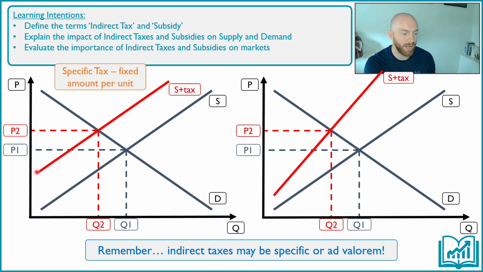So you've got this parallel curve here. Okay, parallel shift. Whereas an ad valorem tax is a percentage per unit. So if we said it was 5% per bottle of wine, as the bottle of wine gets more expensive, the tax gets bigger.